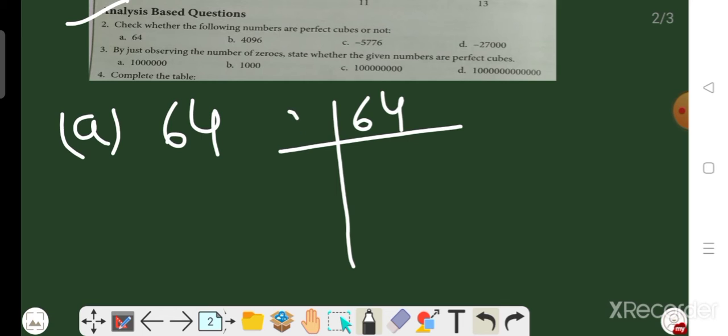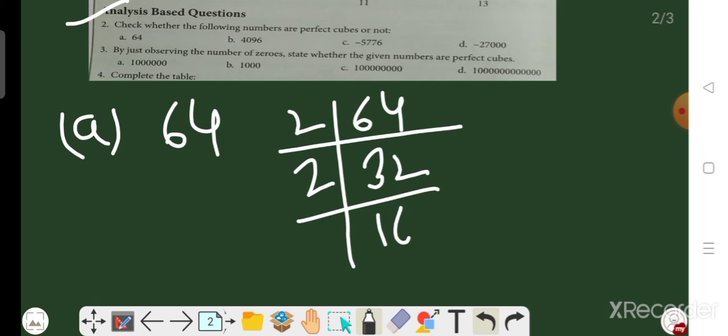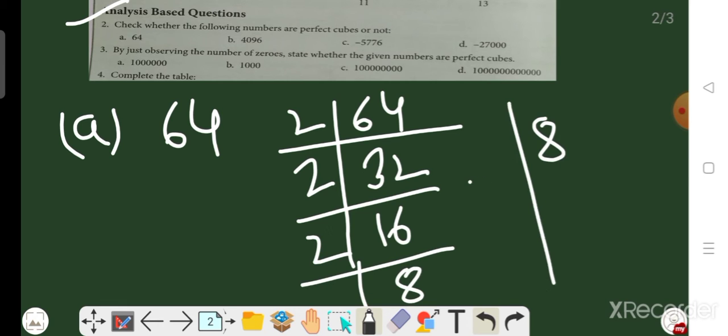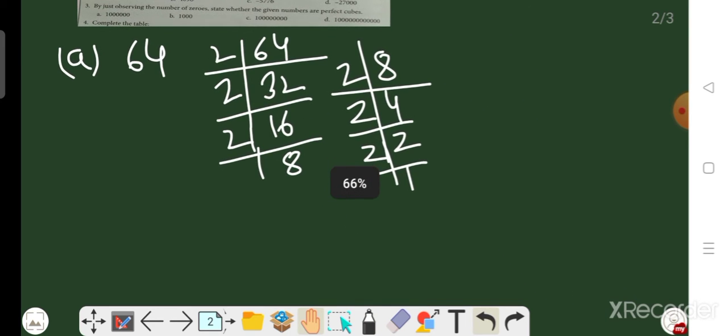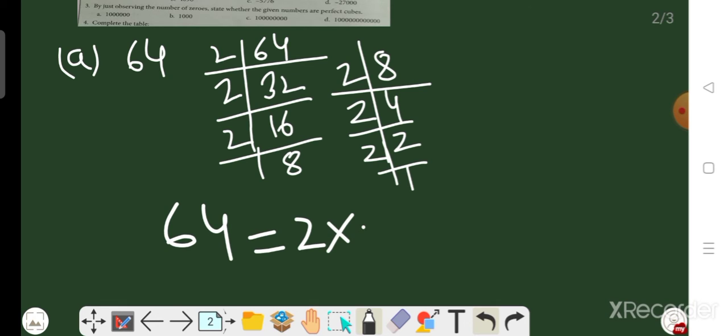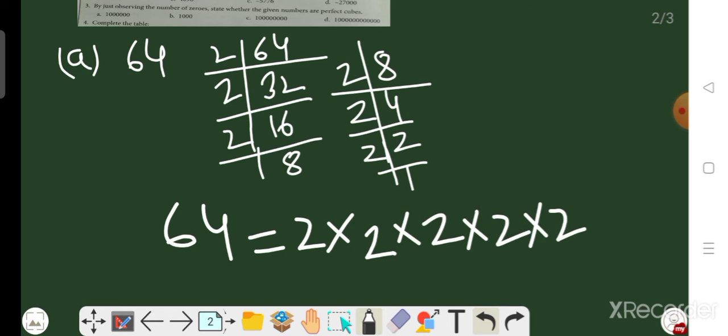This is 64. After dividing by 2, this will become 32. Again by 2, this will become 16. Again by 2, this will become 8. And again by 2, this will become 4. Again by 2, this will become 2. And this is 2, 1. Okay. Now beta, 64 is equal to 2 multiplied by 2 multiplied by 2 multiplied by 2 multiplied by 2 multiplied by 2.